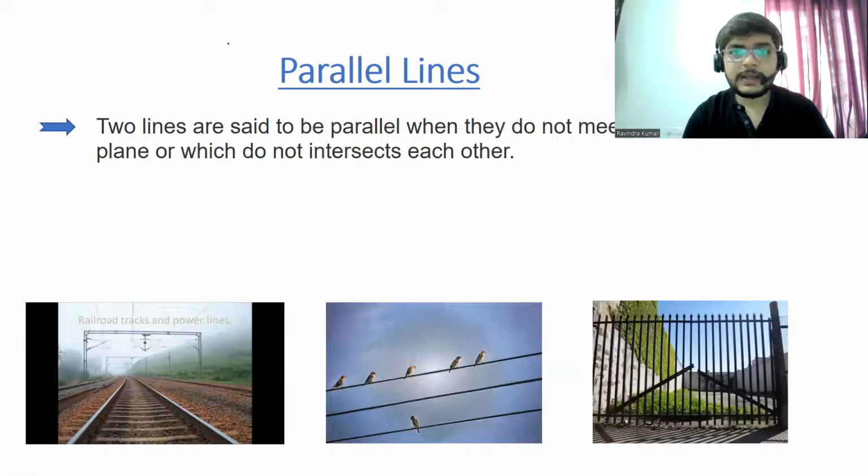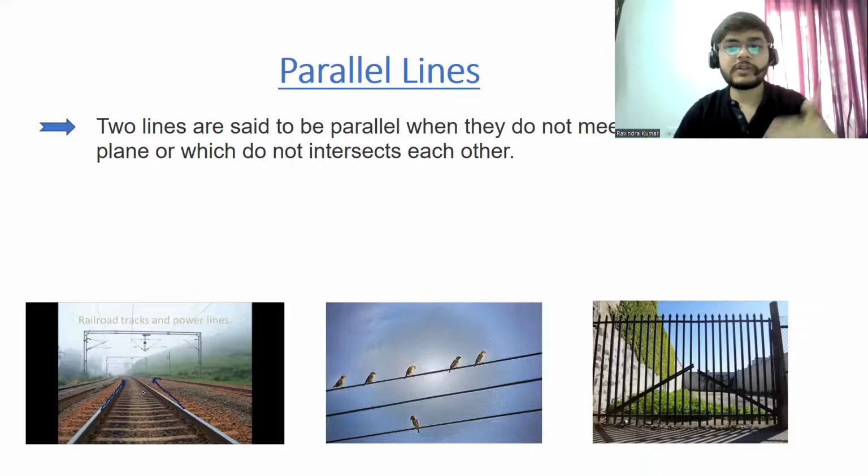Now let's move ahead with another one, and that is parallel lines. Actually, parallel lines means a combination of two or more lines like this. You can see from the pictures, they never intersect each other. When we extend them to infinity, whether we extend in the forward direction or in the backward direction, they will never intersect at any point, right?